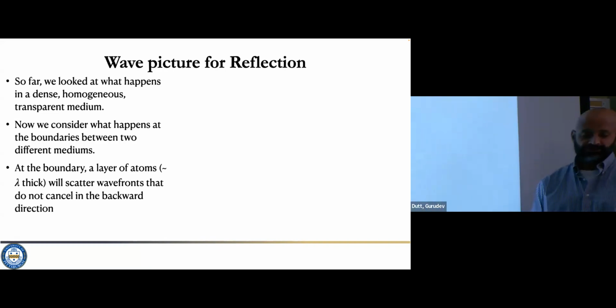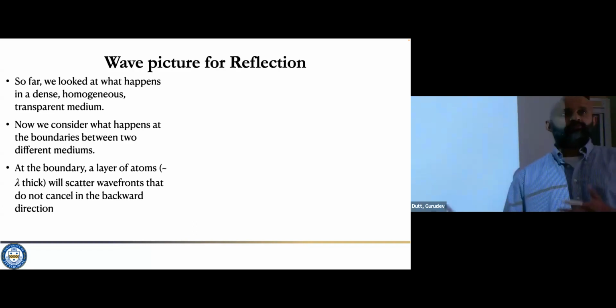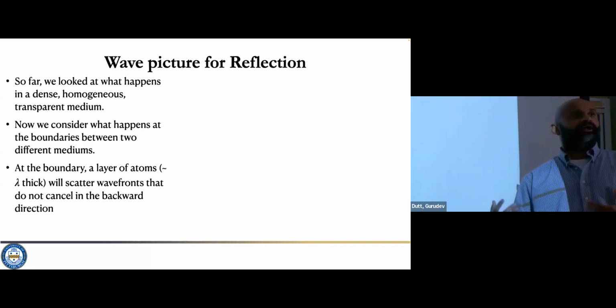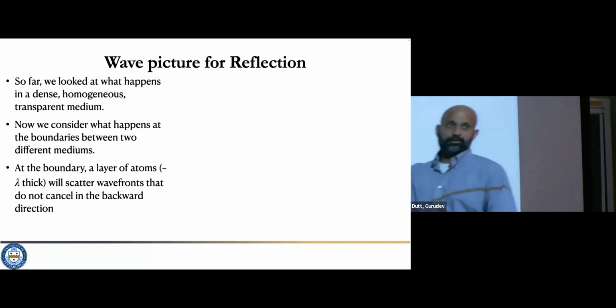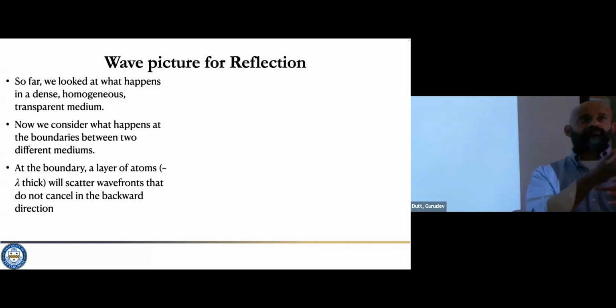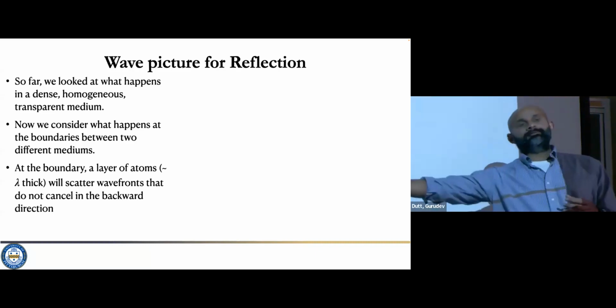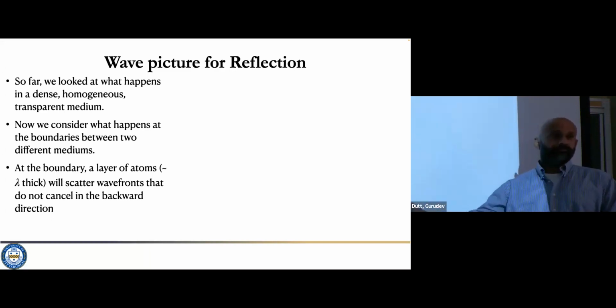Firstly, I will just state without proof. I mean, you can think about this. It may take some work to convince yourself, but we'll just accept this and move on. That really what all that matters is something like a boundary layer at the interface between the two media that really does most of the scattering, that does not cancel in the backward direction. So we already know that most of the time when there's a dense medium, most of the light propagates in the forward direction. But in the boundary, as you can see, it's unbalanced, right?